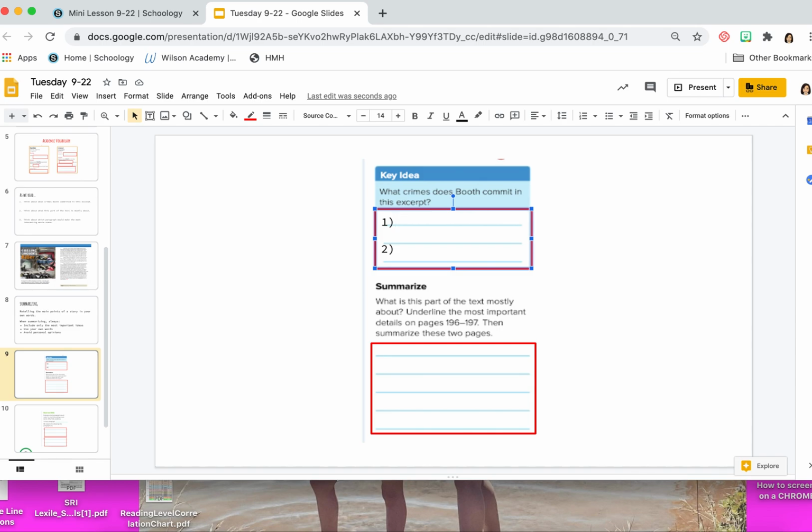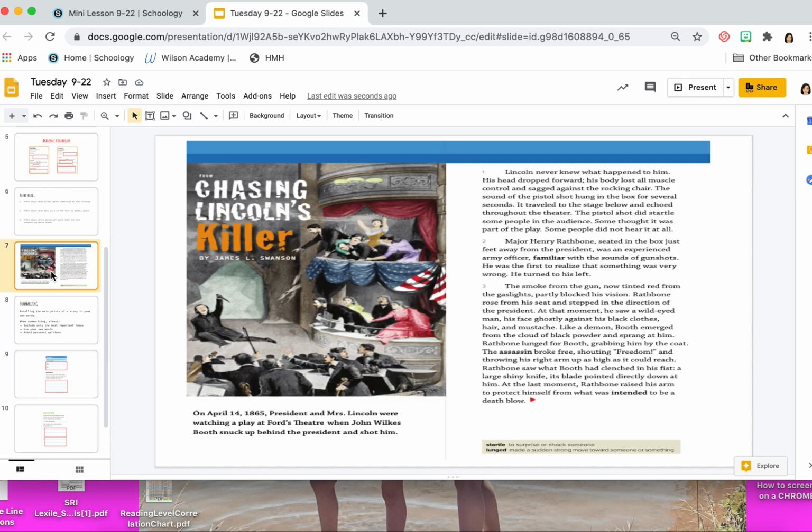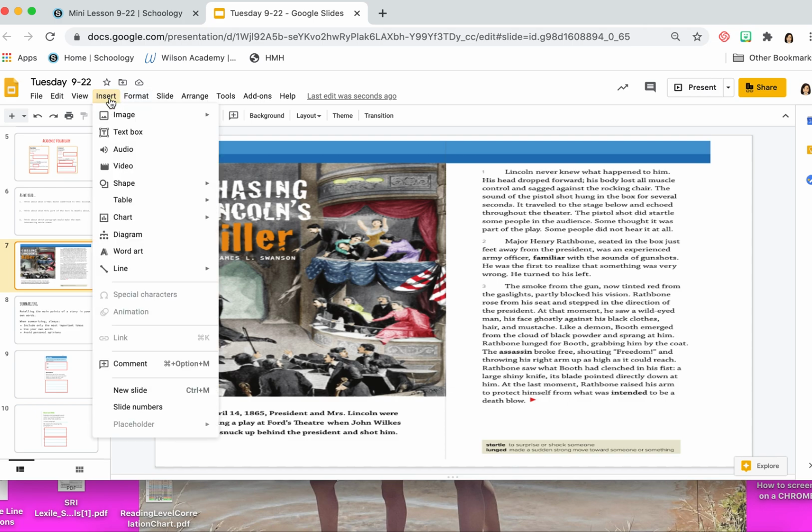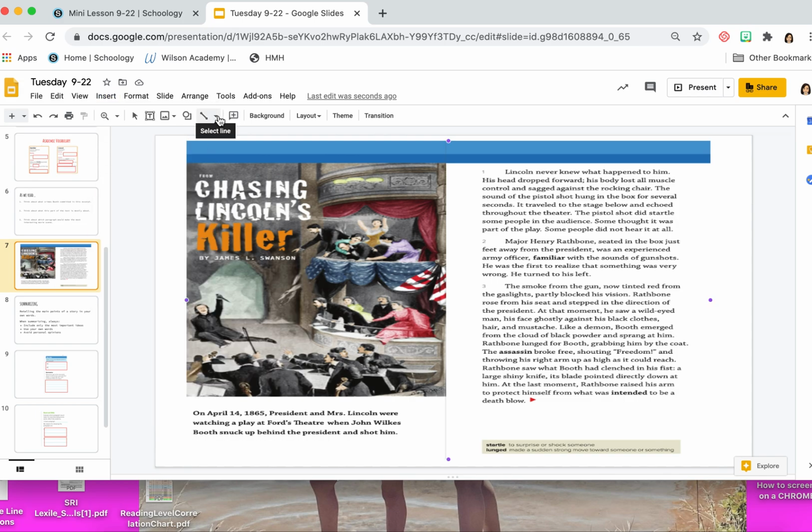To summarize, what is this part of the text mostly about? We're going to underline the most important details on pages 196 and 197, and then we're going to summarize. So now go back to slide 7, and we are going to underline the most important parts. We want important who, what, when, where, why, how. So we're really thinking of those WH question words.